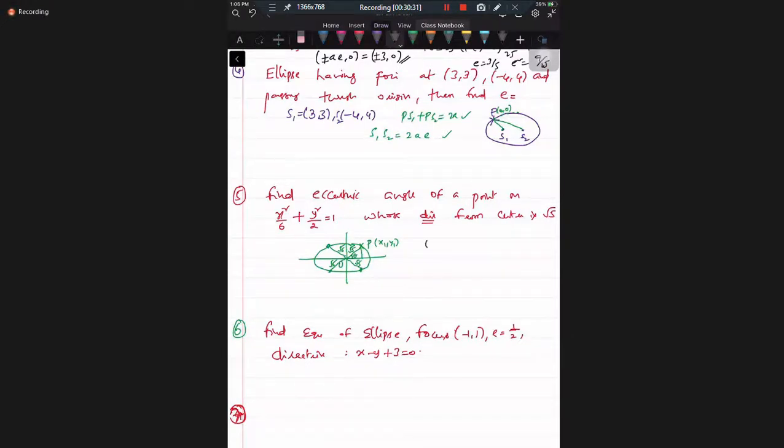What is origin O here, students? It is (0, 0), right? Tell me the point B: a cos theta, very good, b sin theta. Here the value of b is root 2 and a is root 6. Now, what they have given in the question is that the distance between O and B is root 5.